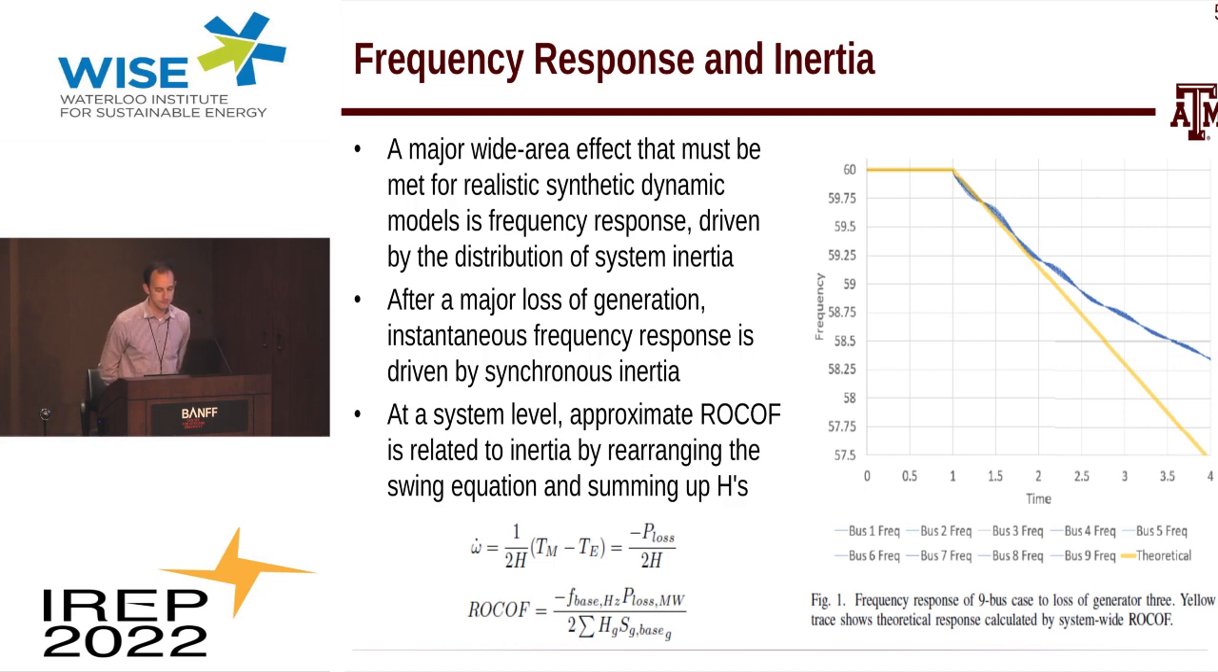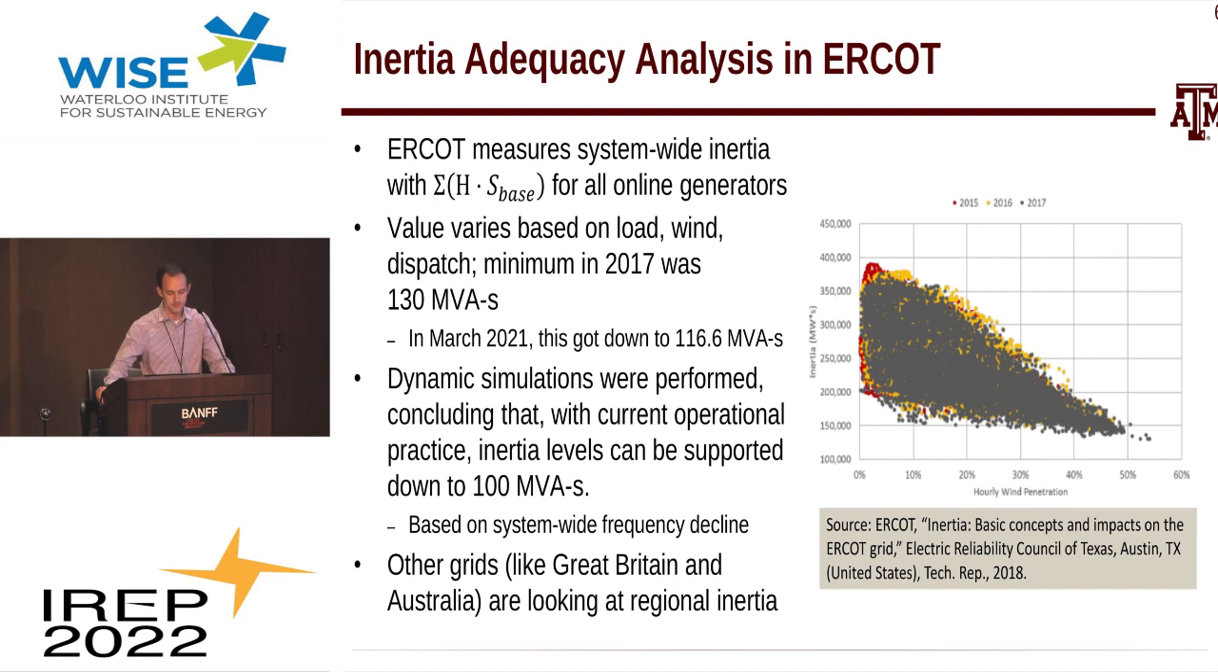How is this analyzed in ERCOT or in a real system? ERCOT, just taking it for an example, measures the system-wide inertia by summing up H times S base, just like I showed in that equation on the previous slide. And so they're monitoring their inertia level using this summation metric. And it varies, of course, based on the load, what wind is in there, and dispatch.